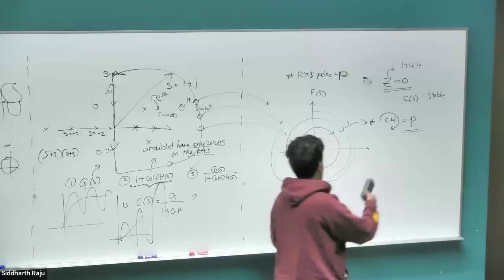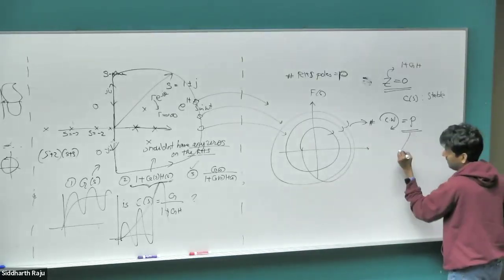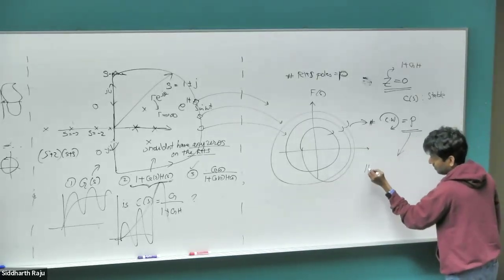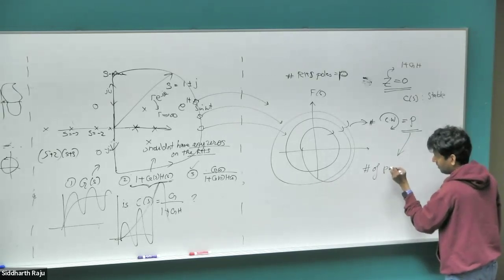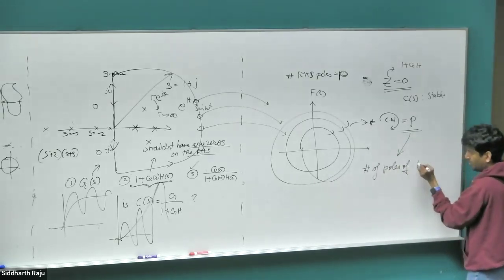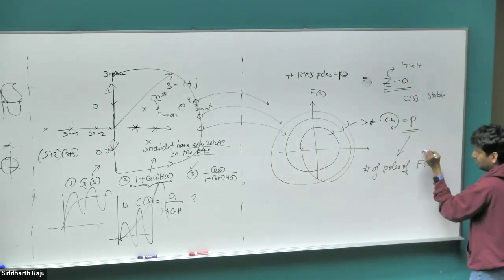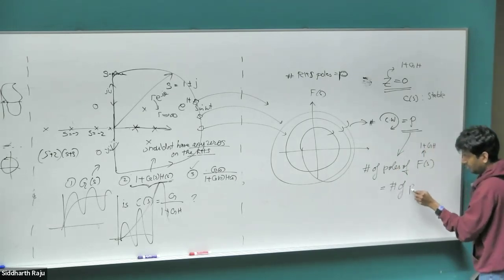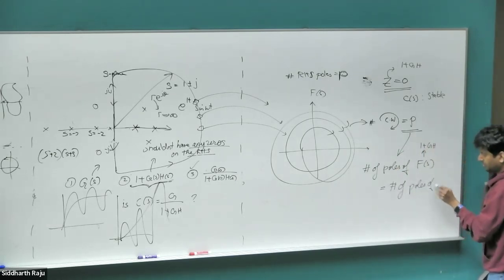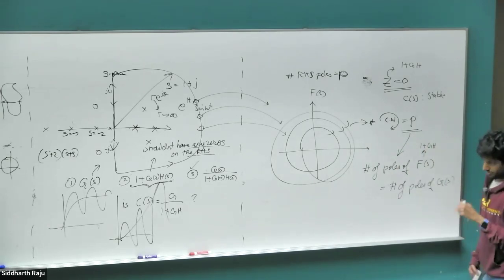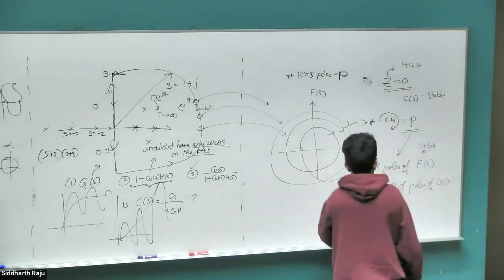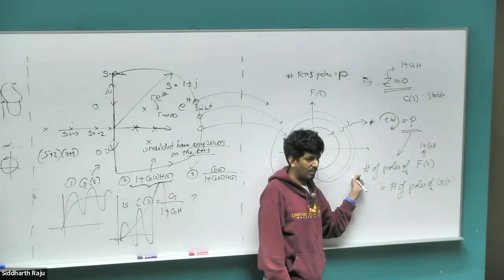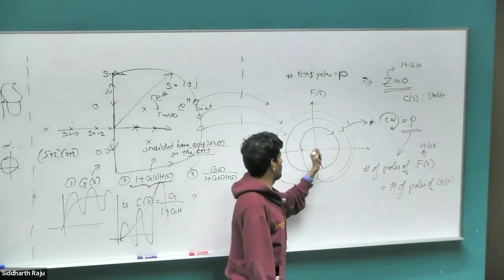So this will be the number of poles of F of S, which is 1 plus G of S H of S, is the same as the number of poles of G of S, right? Very clear so far. So two things that you need to take away from this.